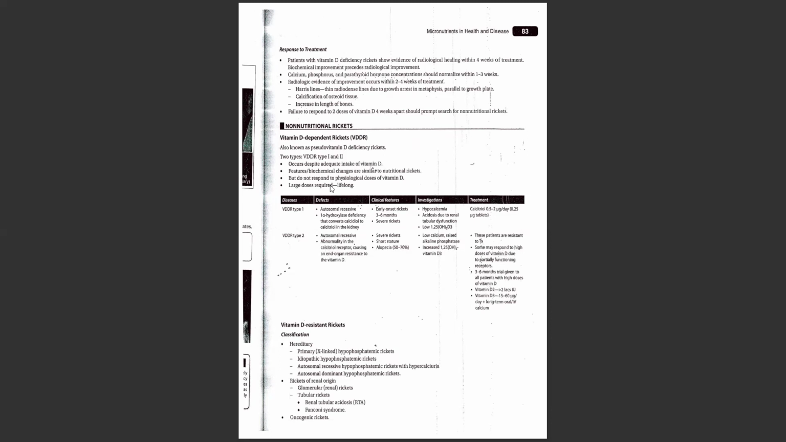Next, the non-nutritional rickets is vitamin D resistant rickets, which means there is no response to the usual treatment of vitamin D. The classification is hereditary rickets, rickets of renal origin, and oncogenic rickets. In the hereditary, we have 4 types. Everything is hypophosphatemic and only the first word changes: primary, idiopathic, autosomal recessive, and autosomal dominant hypophosphatemic rickets.